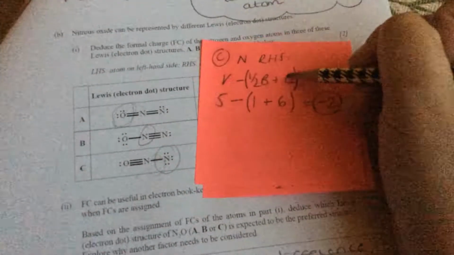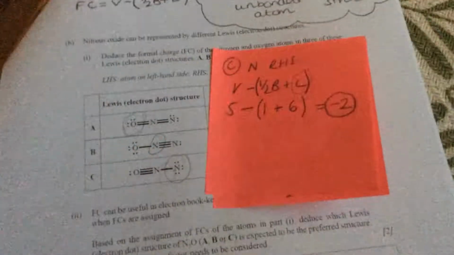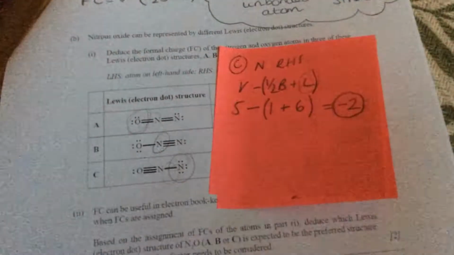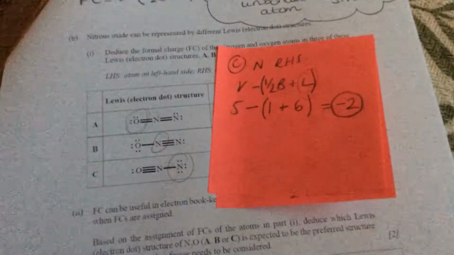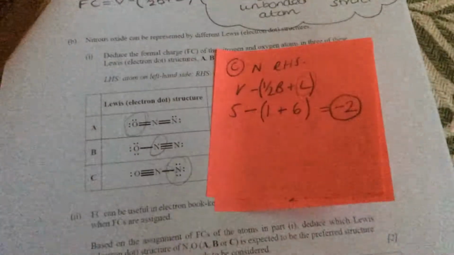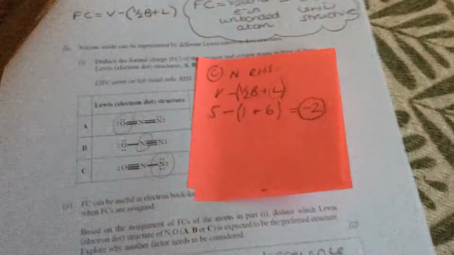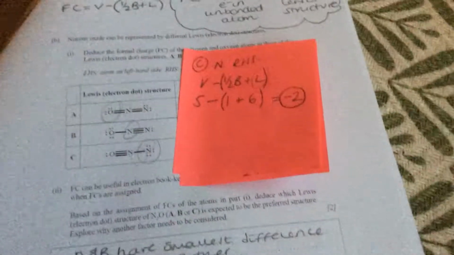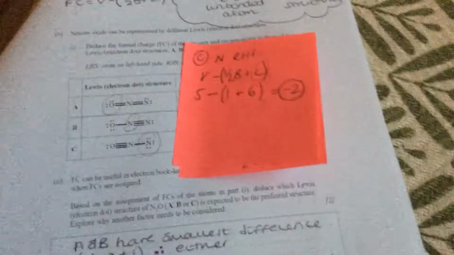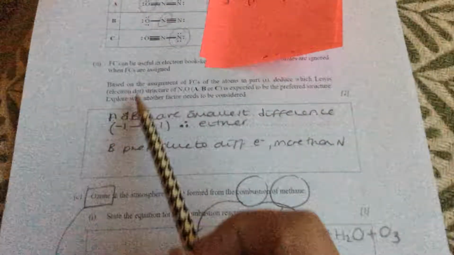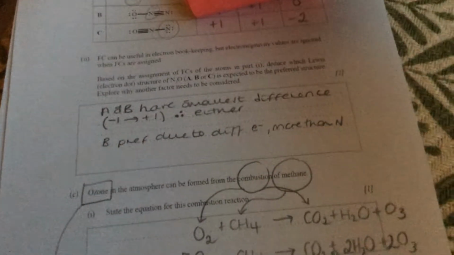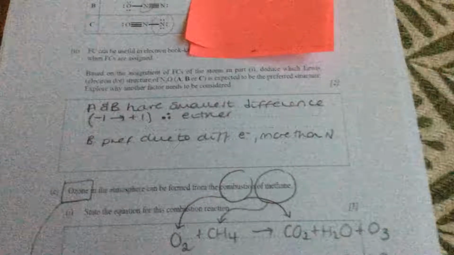Key thing, don't think that L stands for number of lone pairs. I may have indicated, and we'll use the terminology lone pairs, but what we're actually saying is the total number of lone electrons that we have got in the structure. So the lone electrons, not the lone pairs. Just be careful on those. So try and have a look, see if you can get some of the others to now match. This question, formal charge can be used for electron bookkeeping, but electronegativity values are ignored when we're looking at formal charges.